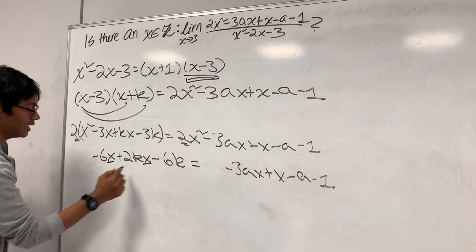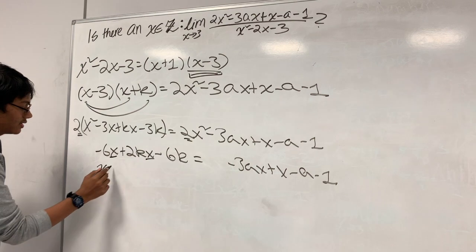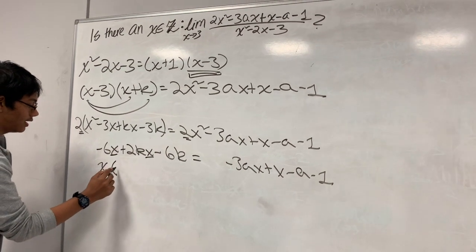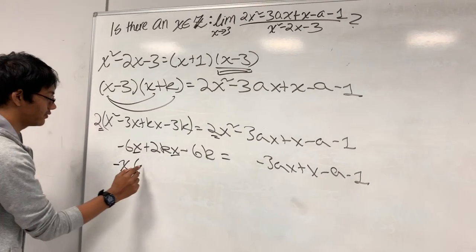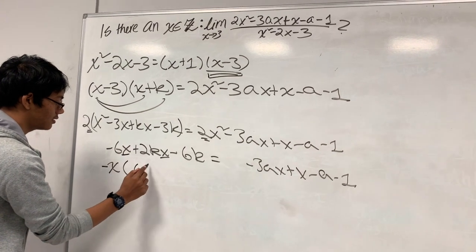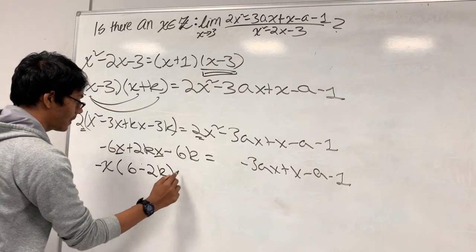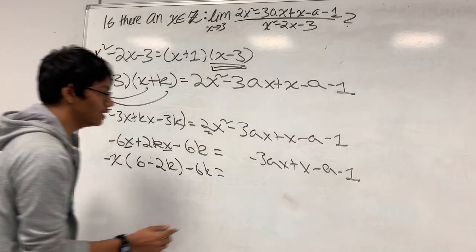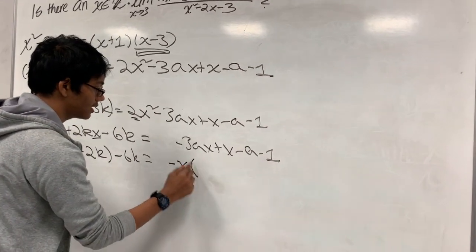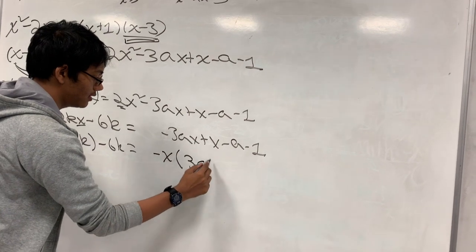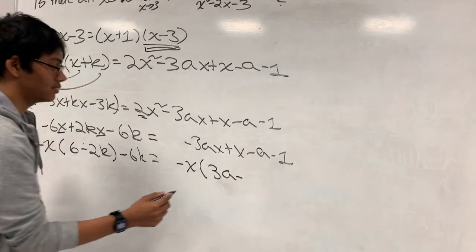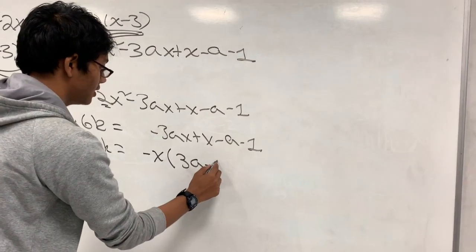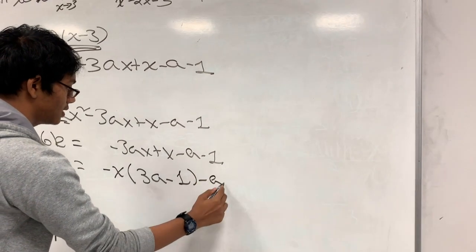Let's factor out this x over here. So if I factor out this x, what do I get? I get, let me make it negative, 6 minus 2k minus 6k on the left hand side, and on the right hand side, if I factor out minus x, I get 3a minus 1 minus a minus 1.